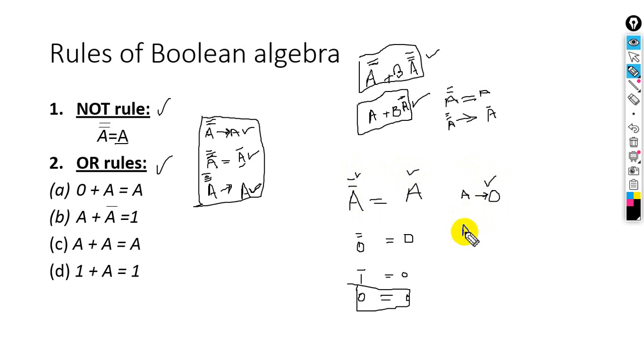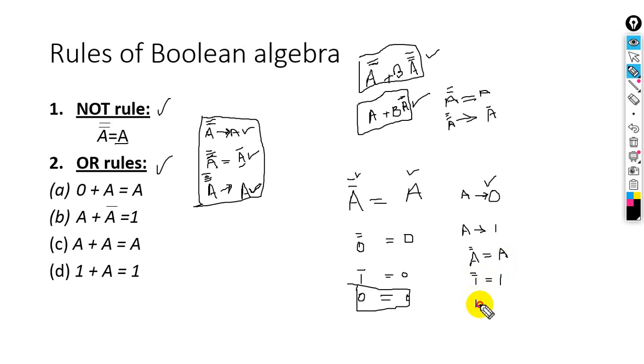For example, if a is equal to 1, what's happening? If a is equal to 1, let me check for 1, a double bar is equal to what? It is equal to a. We check both sides: if a is 1, then 1 double bar is equal to 1. Here a is 1, so let me check a double bar.